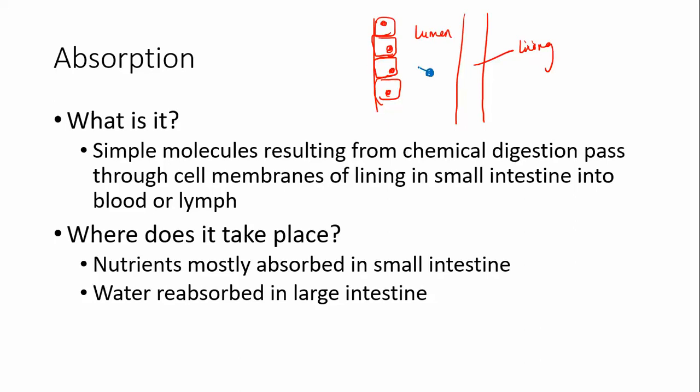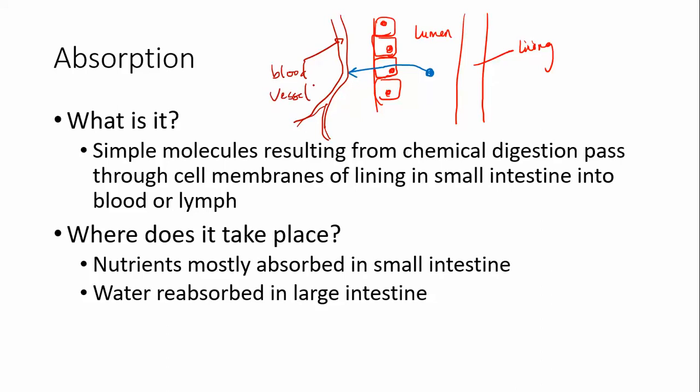So what's going to happen is this nutrient is going to pass into the cell and then cross the cell to get out of the small intestine. Once it gets out of the small intestine, it is going to head into a system of blood vessels in the area.